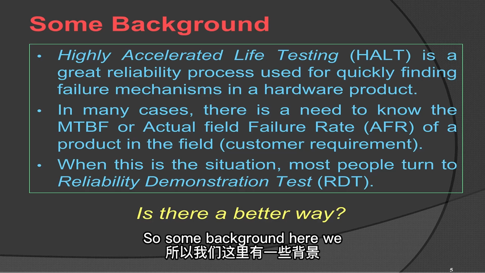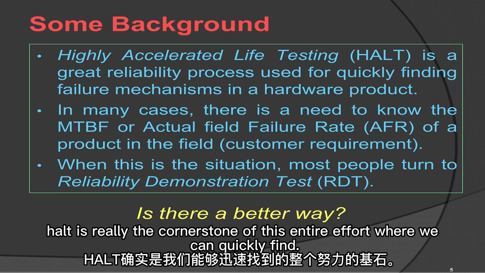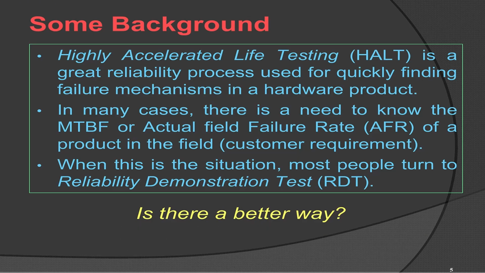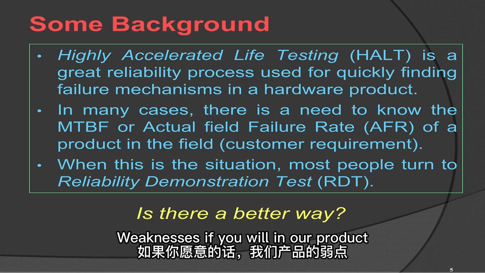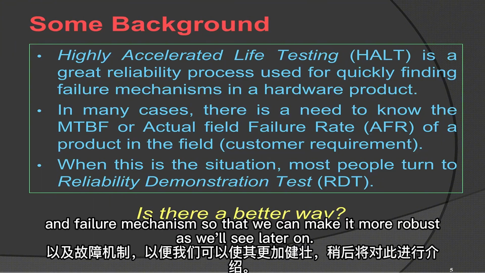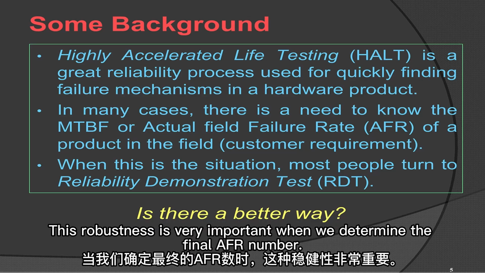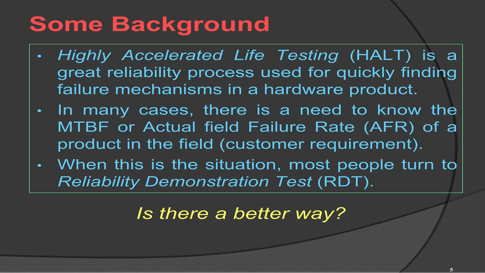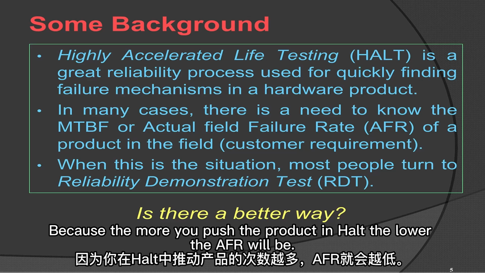So some background here. HALT is really the cornerstone of this entire effort, where we can quickly find weaknesses, if you will, in our product and failure mechanisms so that we can make it more robust. As we'll see later on, this robustness is very important when we determine the final AFR number, because the more you push the product in HALT, the lower the AFR will be.